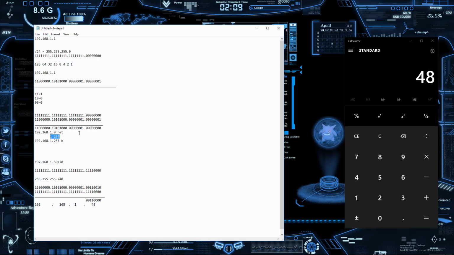That's fairly important because basically what this is saying, if we go down a little bit more, is 48 for that. That's a network number. And then we've got a broadcast number.